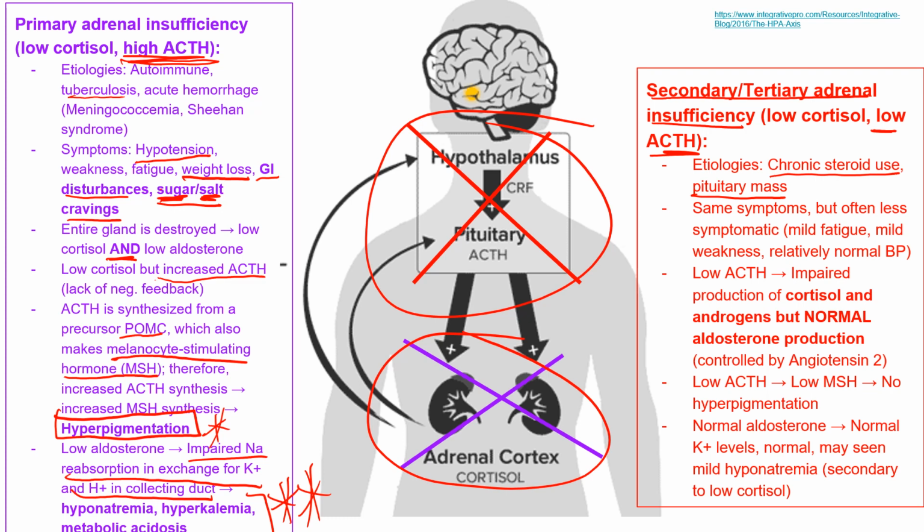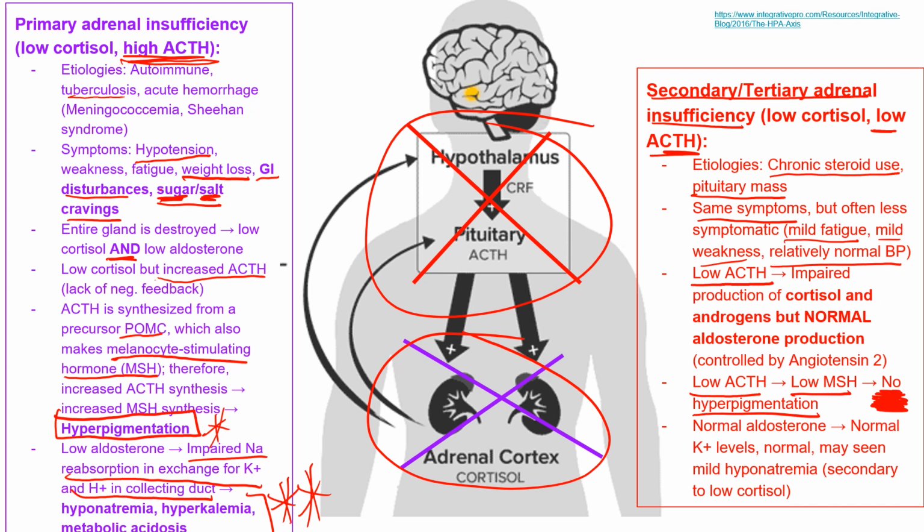These patients will have the same sort of symptoms as someone with primary adrenal insufficiency, but often a less severe presentation. They might have mild fatigue, mild weakness, relatively normal BP. And again, they have low ACTH, which leads to impaired production of cortisol. I meant to make this point: because they have low ACTH, they have low production of POMC and low production of MSH, and therefore they have no hyperpigmentation. So that's one key way to distinguish.